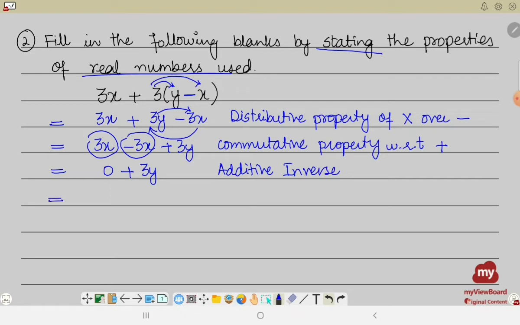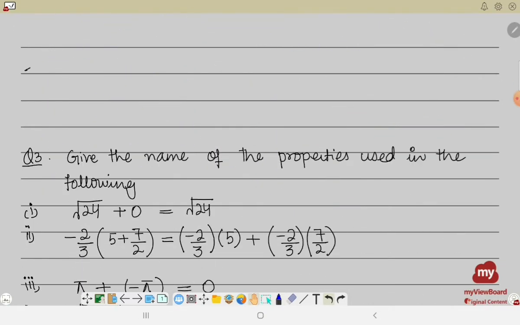Okay, now 0 is being added to 3 plus y, and 3 plus y will come as it is. So this means additive identity. In additive identity the number itself comes as it is, whereas in inverse it gives 0. Hope you understand this sum. Let's move forward towards the next question.